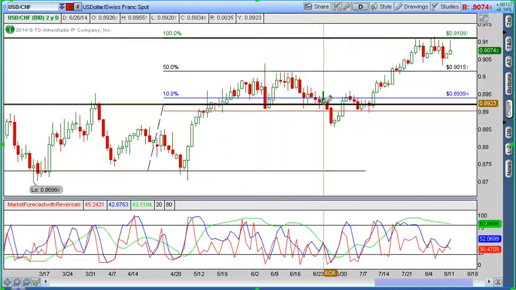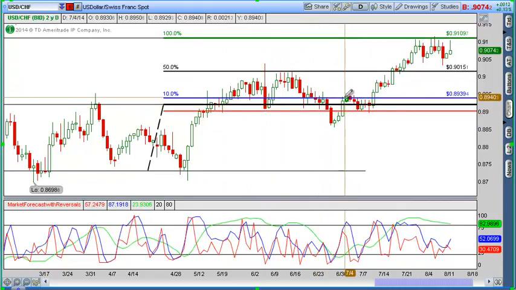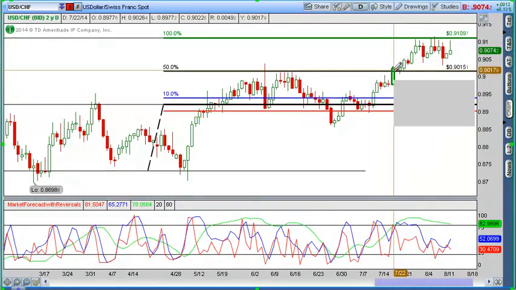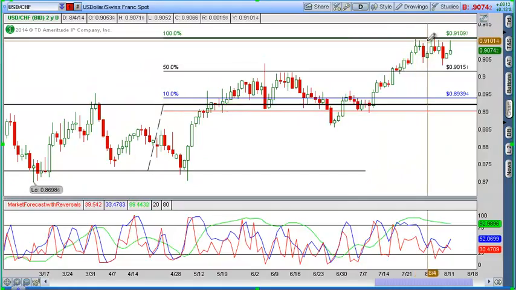We pull back inside that range. We break out again. That would have triggered the trade. We come back. We have a stop. That's a loss. We break out. We're in the trade again. Come through the 50%. We move it to break even. And now we hit our target. So we have two losers, 1-0, one winner.